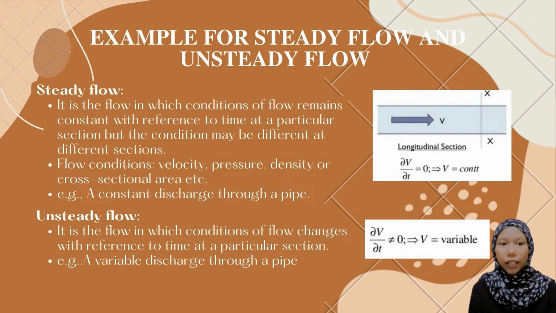Unsteady flow is the flow in which the condition of flow changes with reference to time at a particular section. Example, a variable discharge through a pipe. The calculation for unsteady flow is dV over dt not equal to 0. So, V is variable.